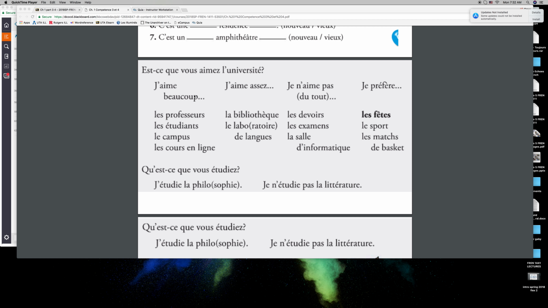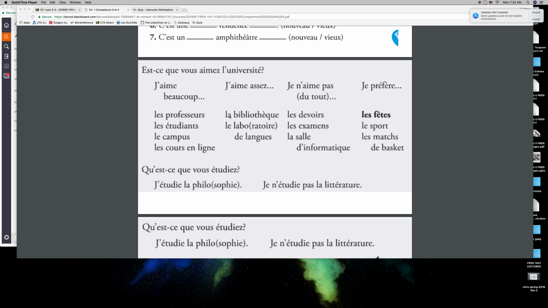Je préfère. And then after those expressions, you can just put things. I don't like the professors. I love the professors. I love the campus. I like the library enough, right? And we are using here les, le, and la. These are the three versions in French of the definite article the. Like, I love the professors. I love the students, right?